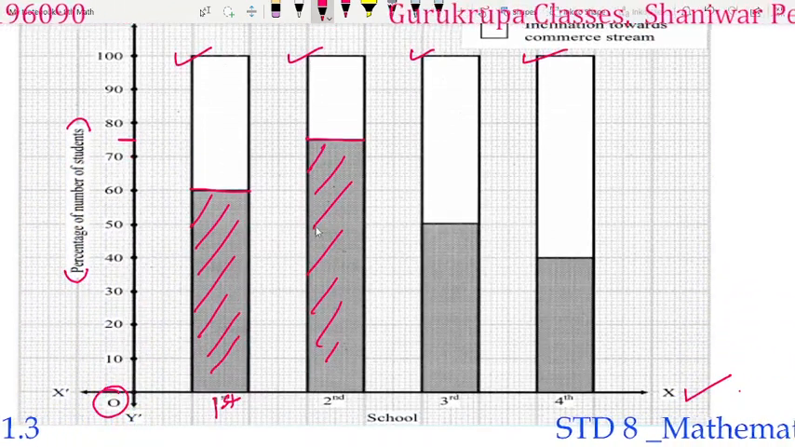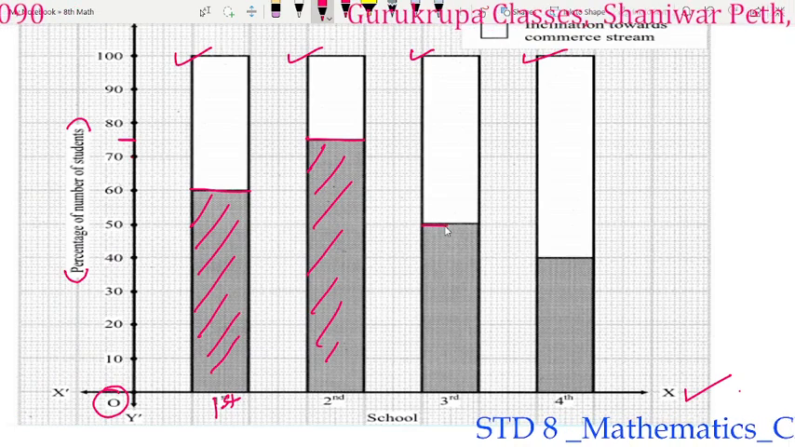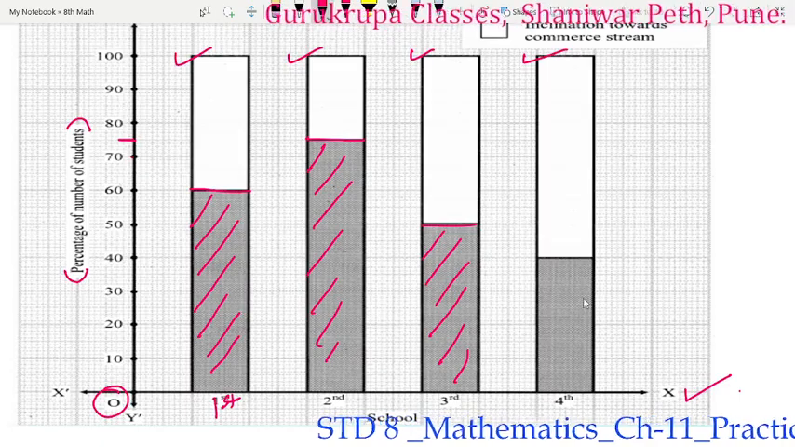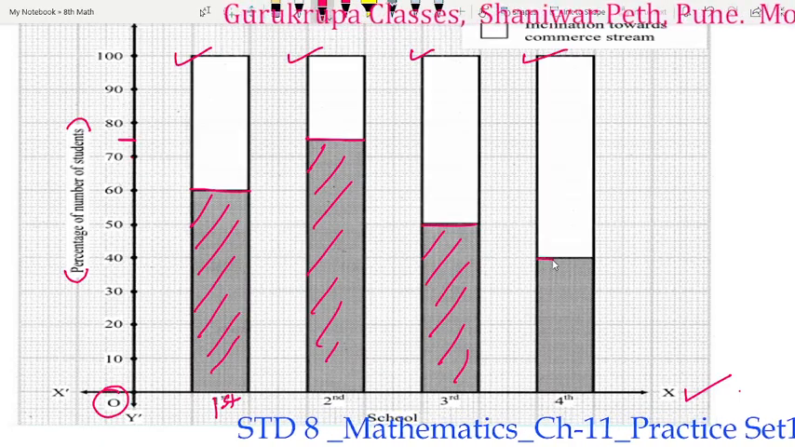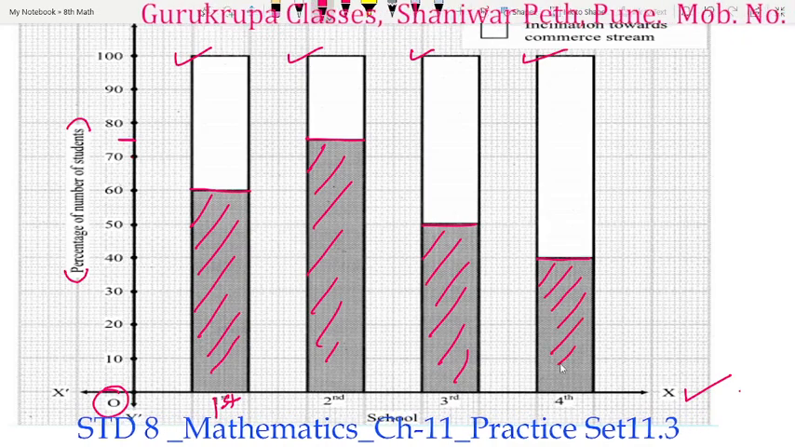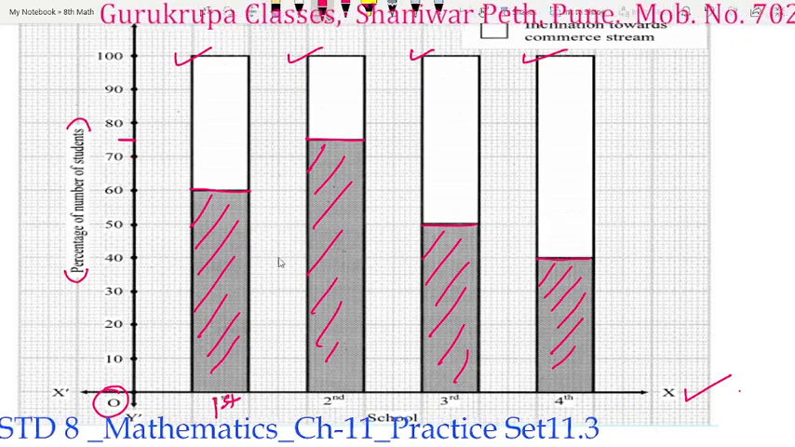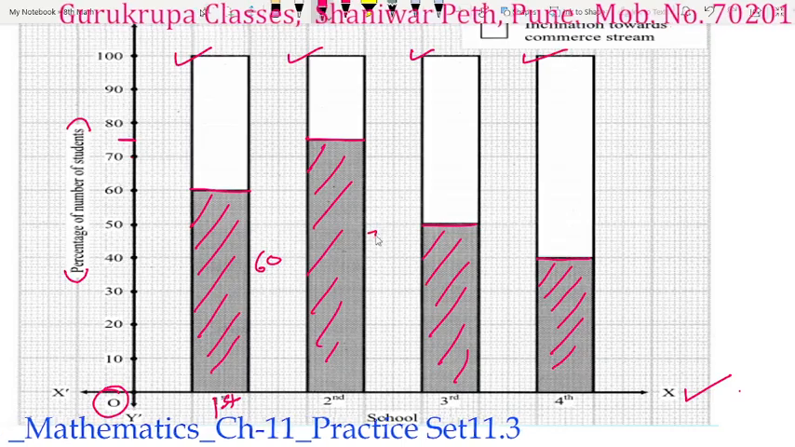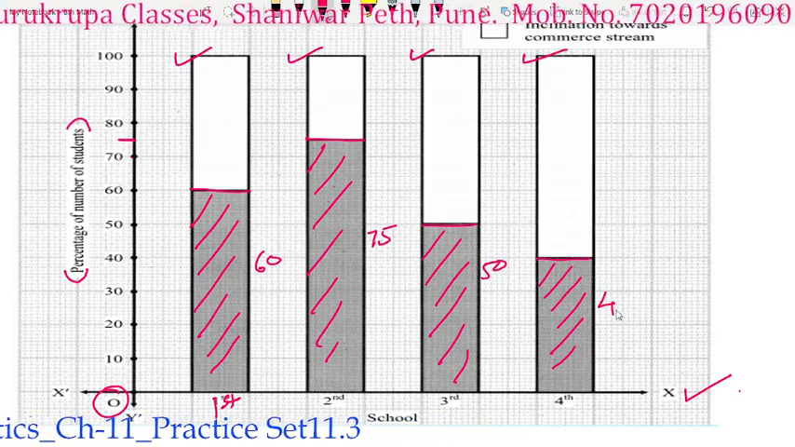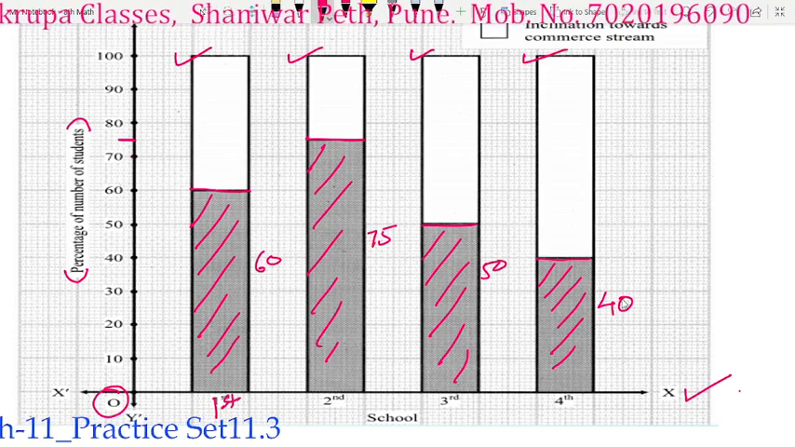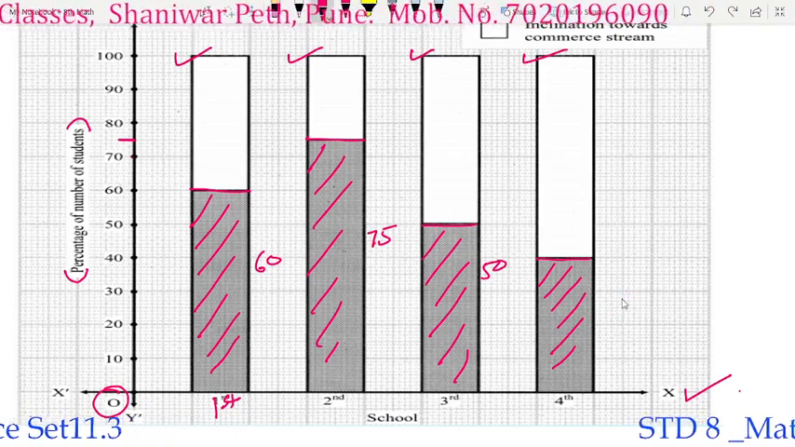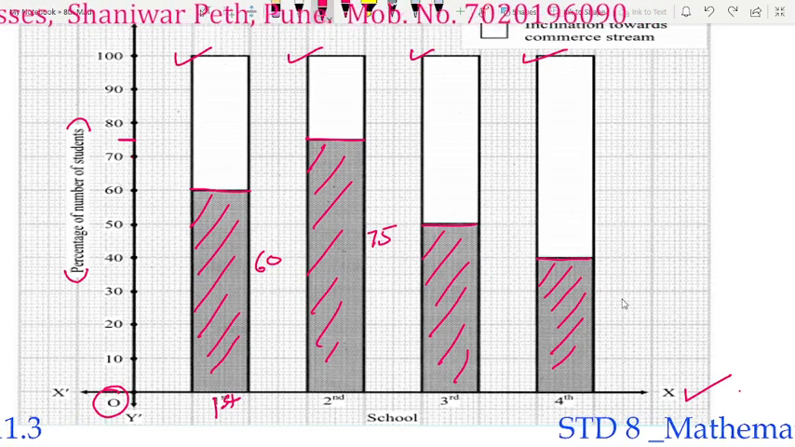For 50%, the third bar is divided into two parts, 50 and 50. And 40% means the fourth bar is divided as 40 and 60. Okay, 60, 75, 50 and 40. So these are the comparative heights of the bar of first school, second school, third school and fourth.